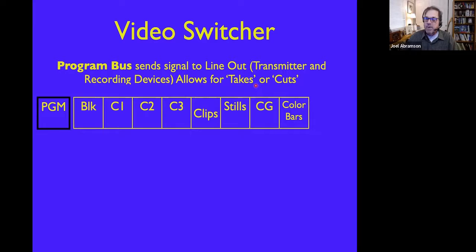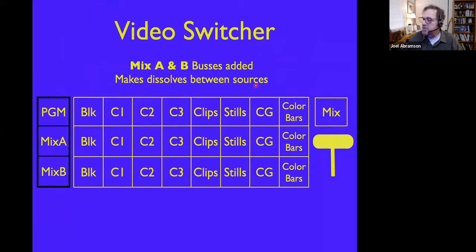So let's say we want to make dissolves between sources. So we go out and we build ourselves a switcher like this. And so we have program bus right here. And we duplicate the same buttons on a mix A and mix B bus. All right. And so let's say we are in camera 1 and we want to make a dissolve to camera 2. Okay, so what we want to do is actually go to the mix bus.